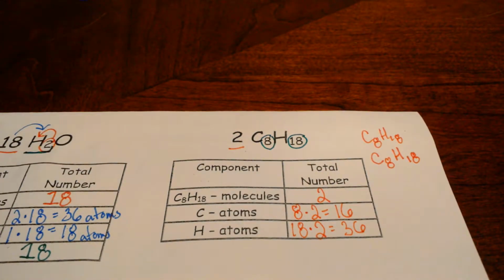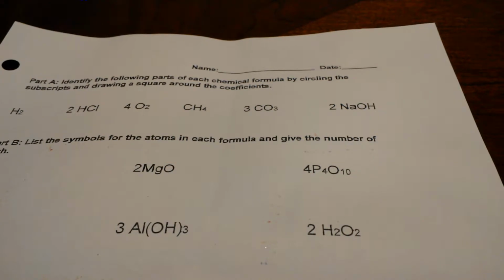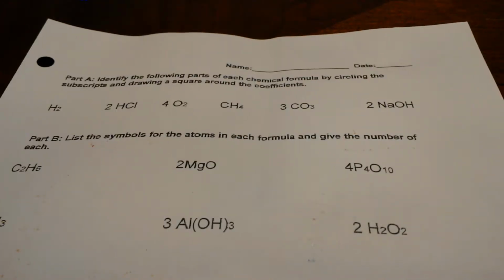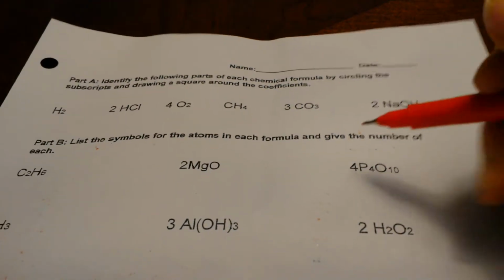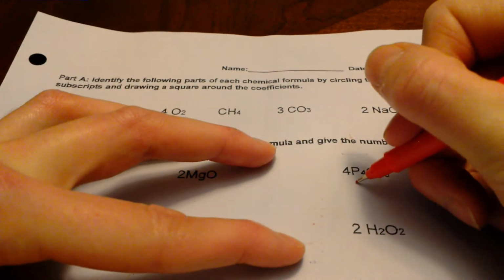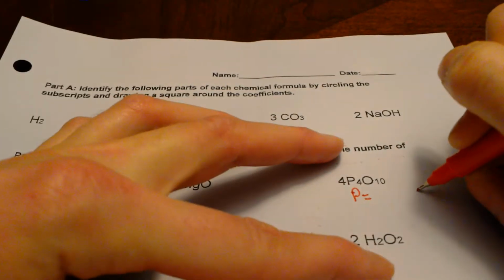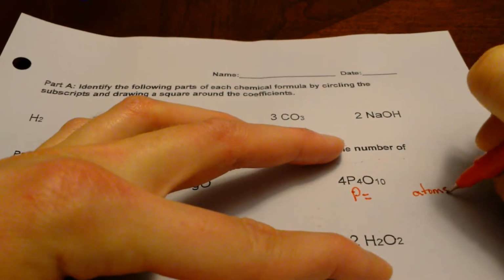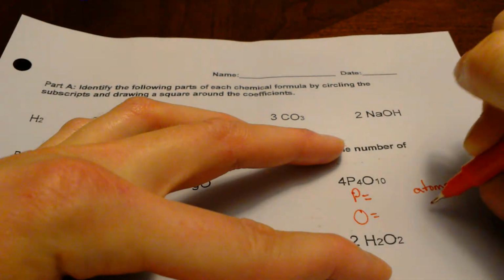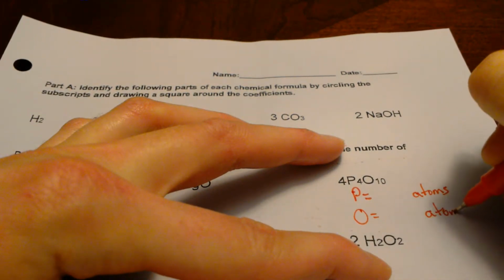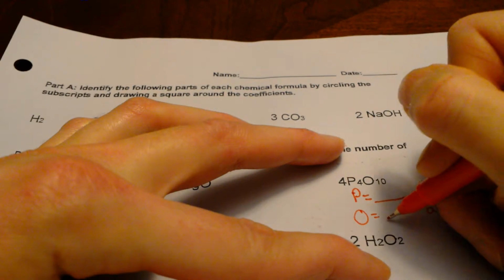What I'd like you to do now is the next backside here. It's a little blurry. There we go. What I'd like you to do is the backside on your own and have it double checked with the sub. What I would recommend for this part B section is that you write your phosphorus equals number of atoms and your oxygen equals number of atoms. That way it's easier to read and identify.